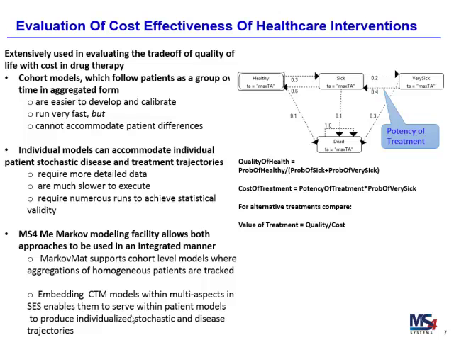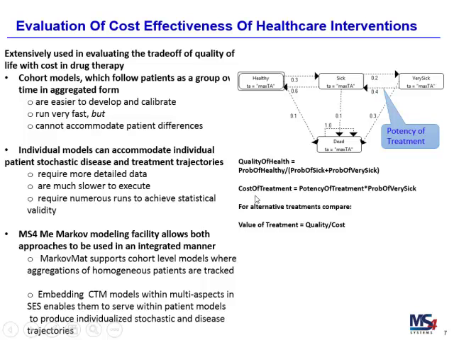The overall metrics for performance of such models are of this form. The quality of health is the probability of being in the healthy state over the probability of being in the sick state plus the probability of being in the very sick state. So the more that you occupy the healthy state, the higher the quality of health.